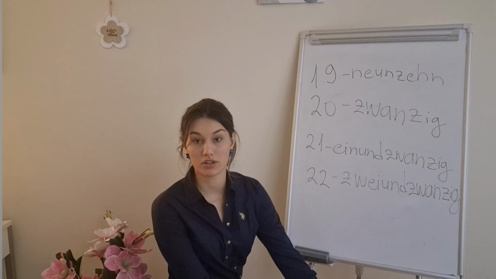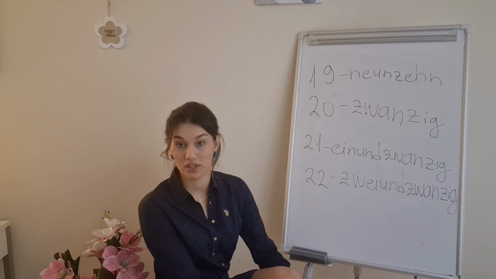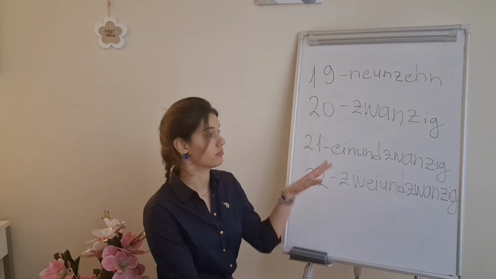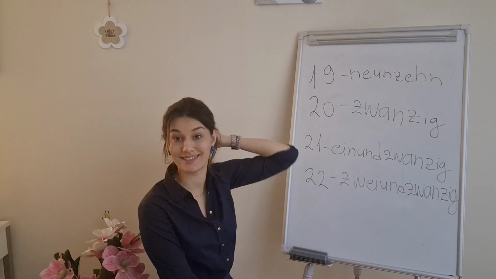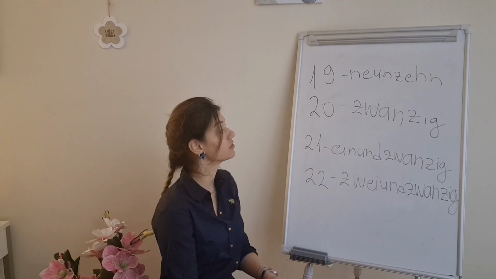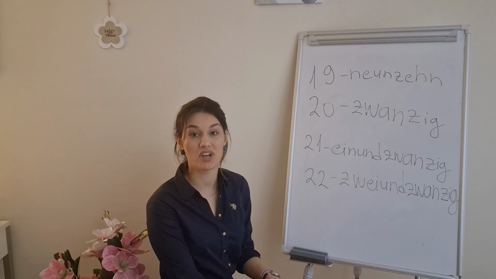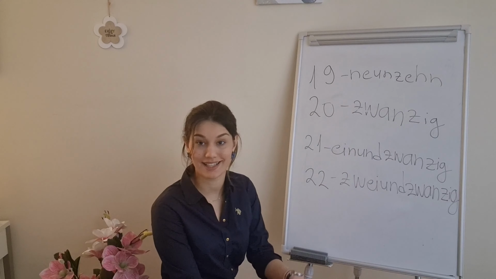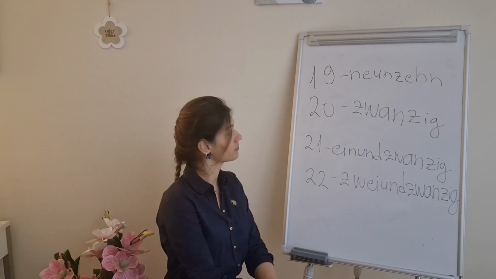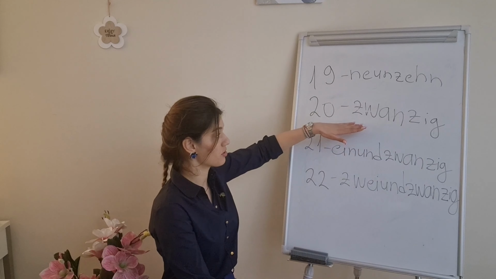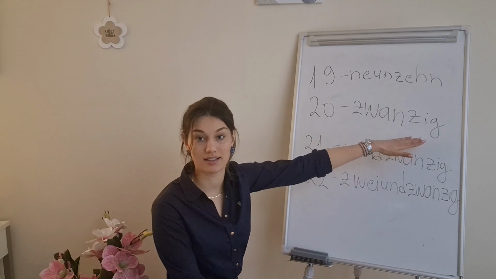Now we're going to learn the numbers that are written here, the rest of them. This number is not so hard to read, 19. You can try to read it by yourself. Neunzehn. Repeat after me. It will be read as neunzehn. This number will be read as zwanzig.